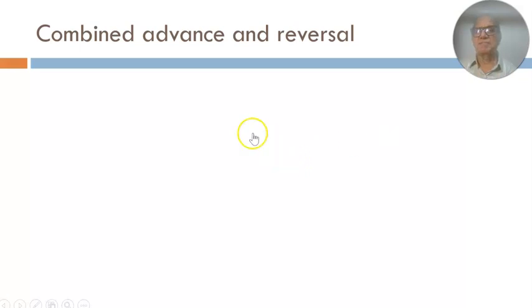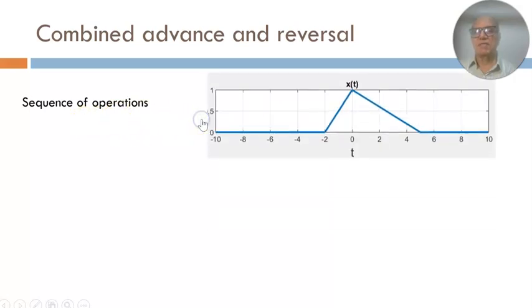So let us start. The first case that we consider is that we first advance the signal and then reverse, and let's see what we get. So, the sequence of operations: let's say x(t) is given to us. Right from -10 up to -2 it is 0, then it increases linearly, then it decreases linearly and becomes 0 at 5. So this is our x(t), and we first perform the advance operation on this.